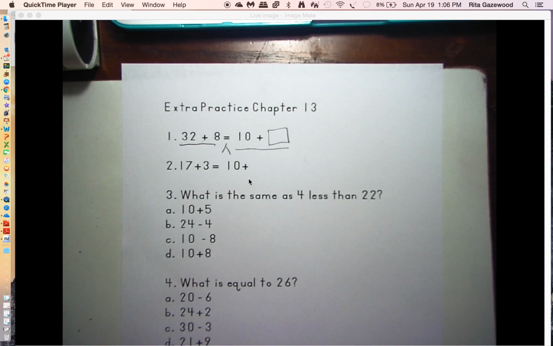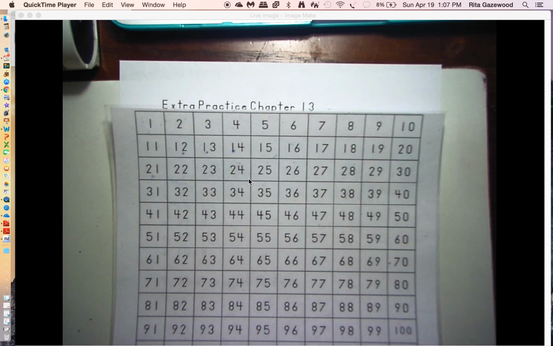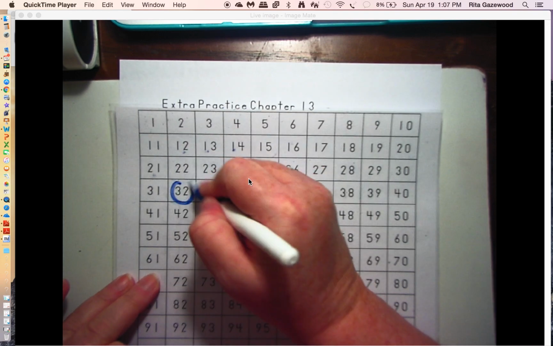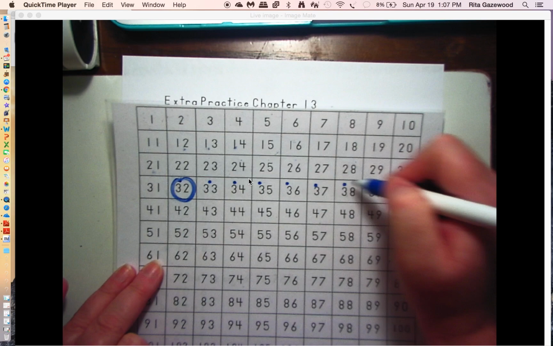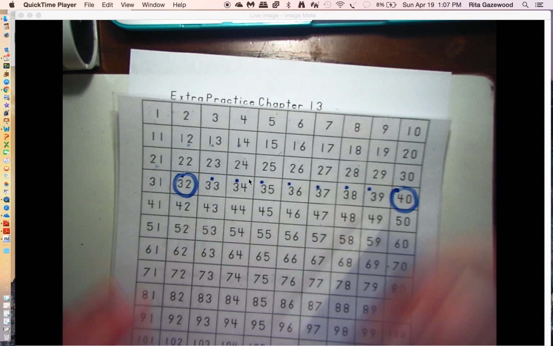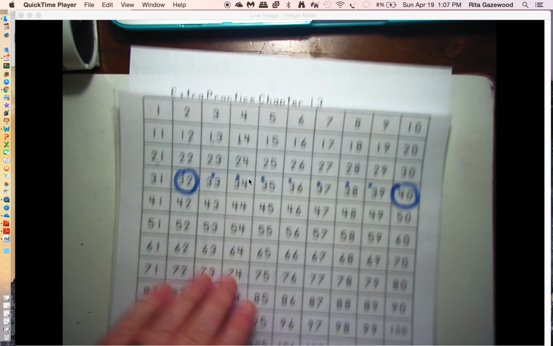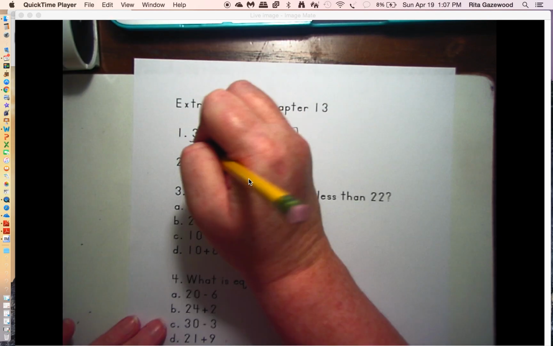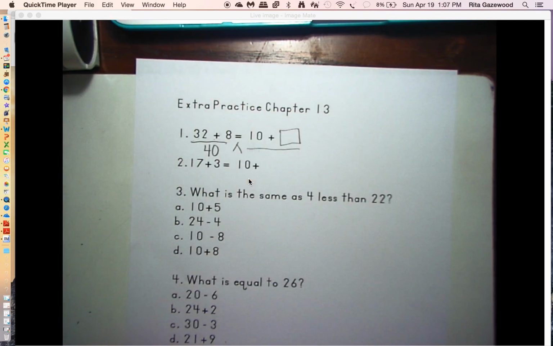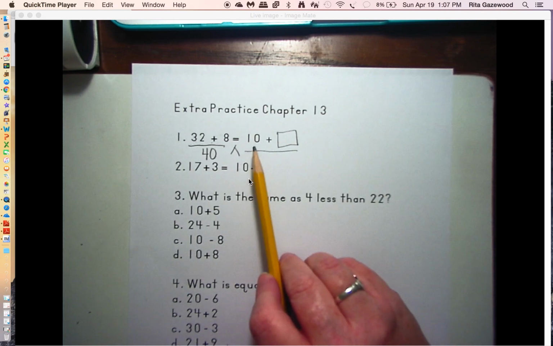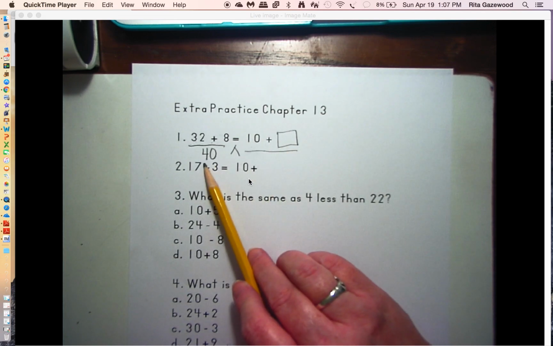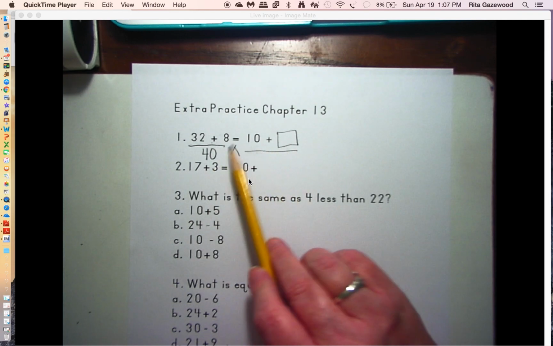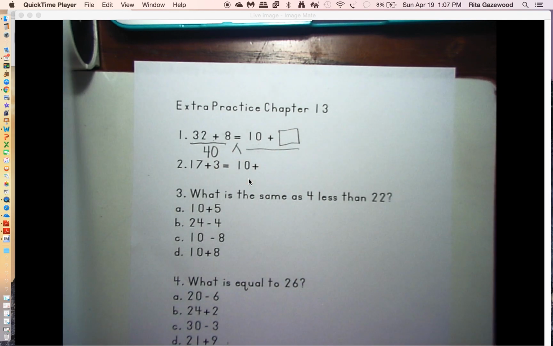So here we go. I'm going to go to my counting on strategy. Start with my 32, and I'm going to add 8. 1, 2, 3, 4, 5, 6, 7, 8. So 32 plus 8 equals 40. Now the second part of this problem says 10 plus what equals 40. We're trying to figure out what do we have to add to 10 to get to 40.